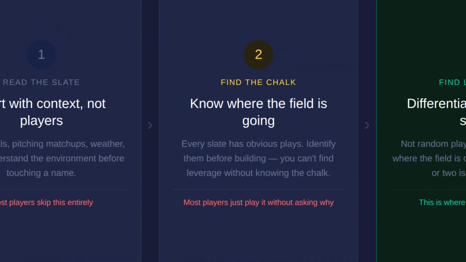Step 2 is find the chalk. Every slate has obvious plays, high projections, good matchups, everyone sees them. Is it a slate with only 2 top pitchers? Well, if that's the case, then we're probably going to need to make a decision on if we're going to go with both of those pitchers. And if so, we need to find an under the radar team that'll give us a chance to really differentiate ourselves against the field. But if we find a few spots where maybe we can get off one of the 2 main pitchers, then we have an opportunity to go to some of the higher total bats on the slate.